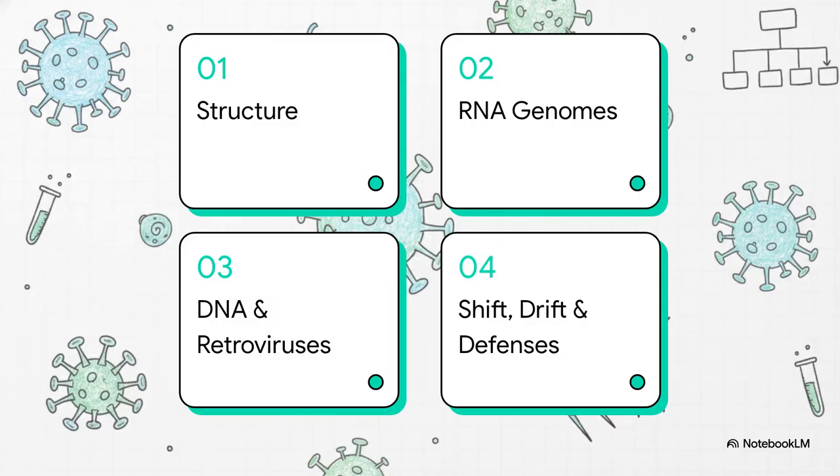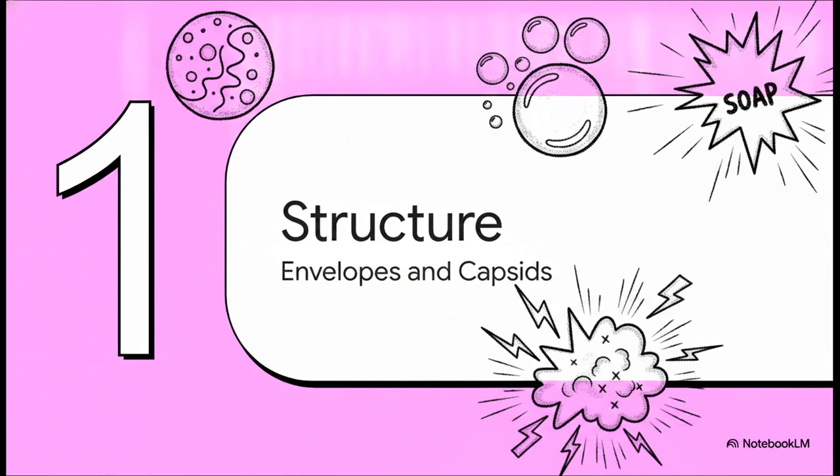Here's the game plan for today. First, we'll cover structure, specifically envelopes and capsids. Then, we'll decode RNA viral genomes, move on to DNA viruses and retroviruses, and finally, tackle shift, drift, and host defenses. Let's get to it. Starting off with Section 1, Structure, Envelopes and Capsids.